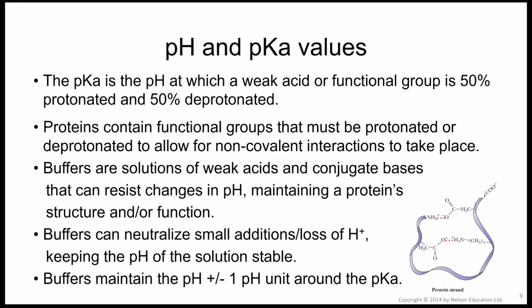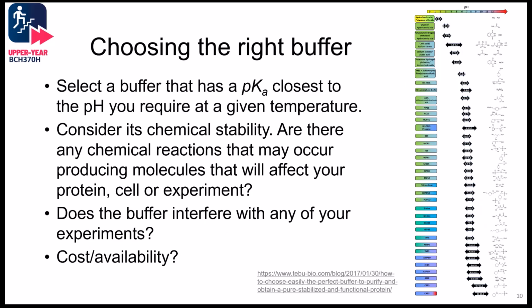There are lots of different buffering systems, but when you're looking at which buffer to use, generally you're looking for a buffer that will maintain the pH around plus or minus 1 pH unit around the pKa value. And this is something you can actually do if you're going to take any of our upper year lab courses, such as BCH 370. You'll actually look at different buffers and be able to elucidate which ones you would use in an experiment. So what you're going to do is select a buffer that has a pKa value closest to the pH that you want to maintain for your protein.